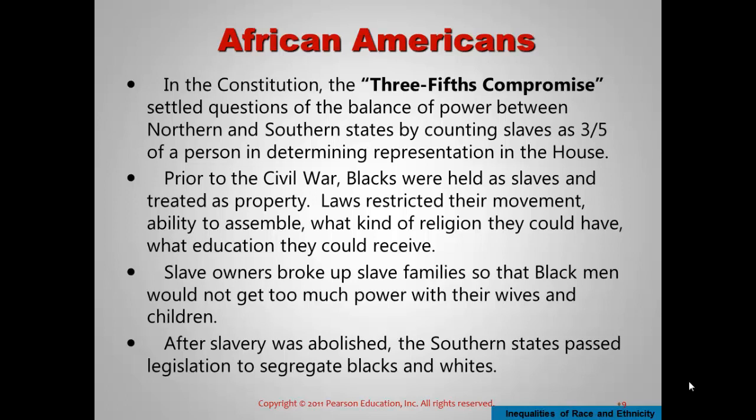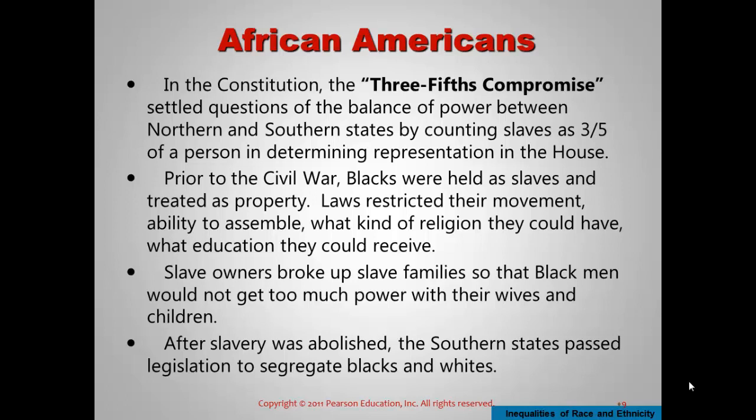While African Americans were not recognized as having the rights of human beings because they were slaves, nonetheless the South got to count them as 3/5 of a person in determining their representation in the House of Representatives. But as you know, prior to the Civil War, Africans were held as slaves and treated as property.